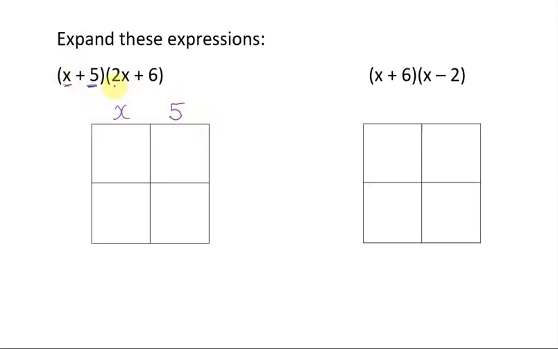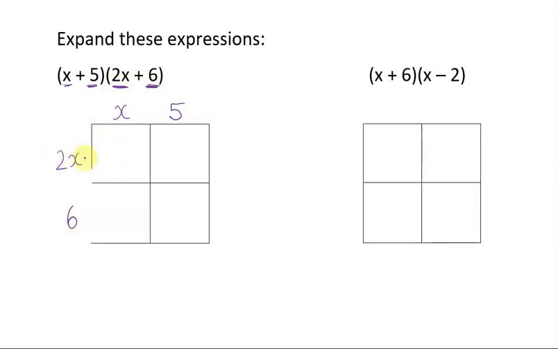Then we have a look at the second set of brackets, and they get written down the side of our grid. So the first term is 2x, we write 2x here. And the second term is 6, so we write 6 here. Now to help us expanding our expressions, we expand each pair together and we write the answer in the box.